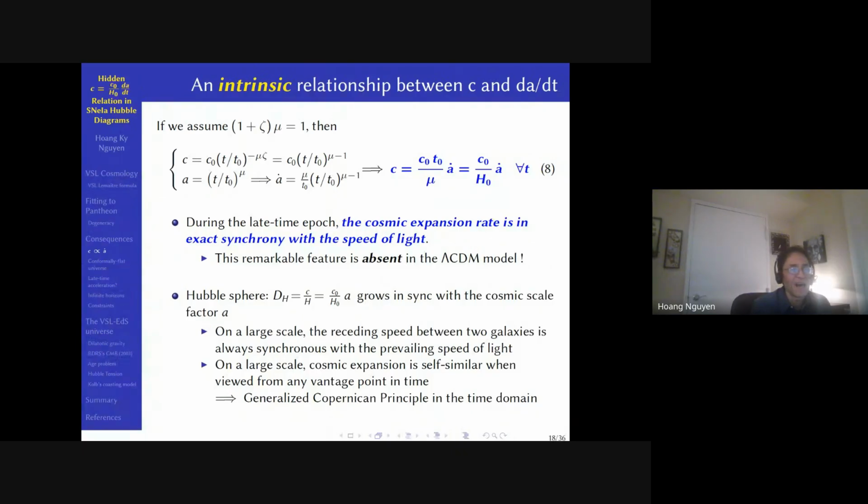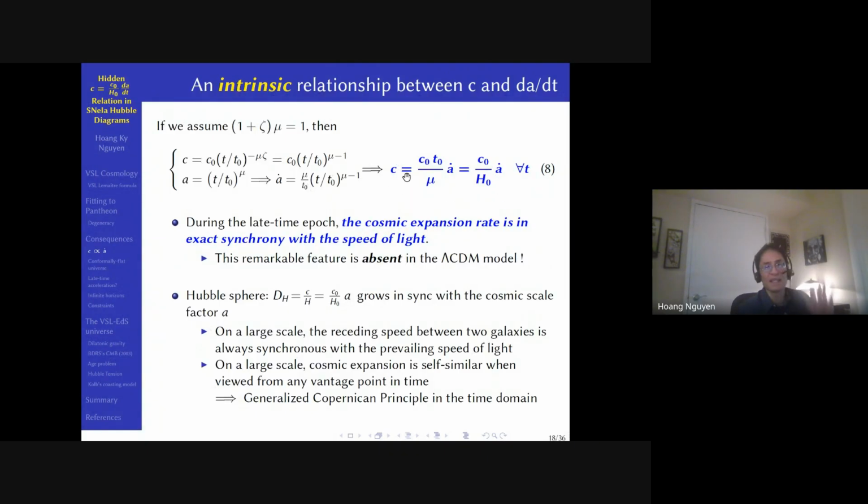And I need to emphasize again, this relationship is intrinsic. That means that if C and A dot are in synchrony, then it does not depend on the unit of time and length. Because the moment you change the length and time so that you change C in some way, then you also change A dot as well.